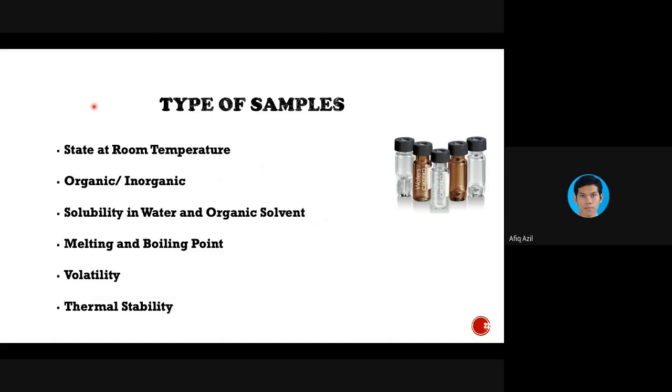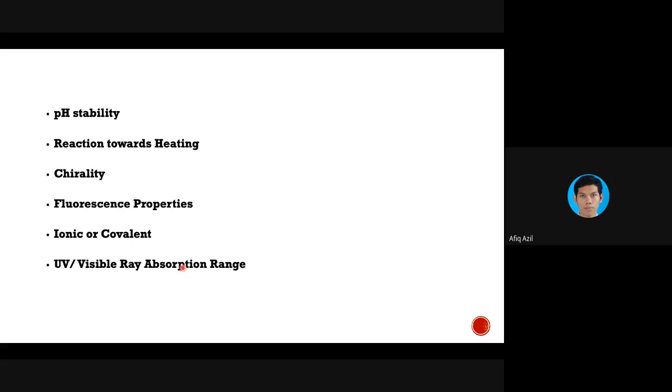So the type of sample, or the parameters of the sample, that you need to consider is state. What is the state at room temperature? Okay, whether it is solid or liquid, and if the sample is organic or inorganic, or even a biological sample, and solubility in water and organic solvent, melting and boiling point. These are the physical and chemical properties. Okay. Continuation. You have pH stability, chirality, reaction towards heating, fluorescence, and so on.